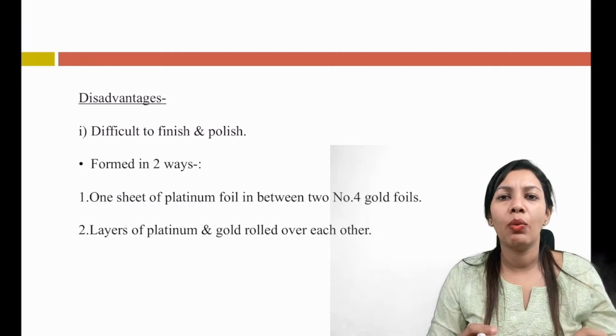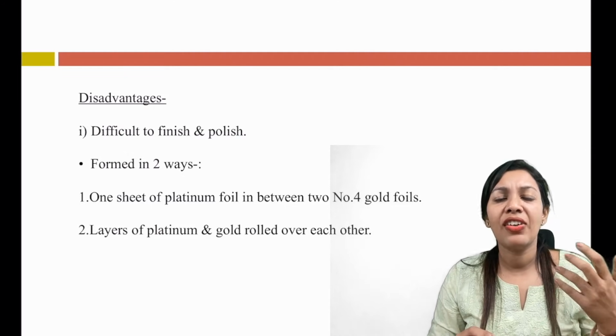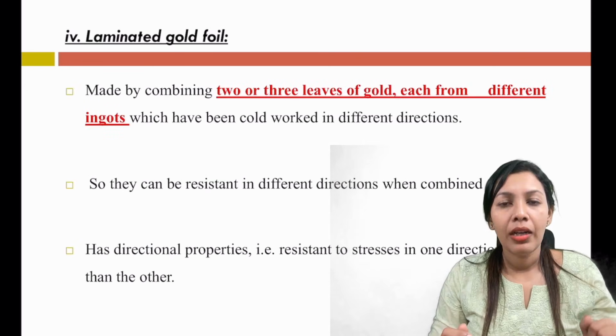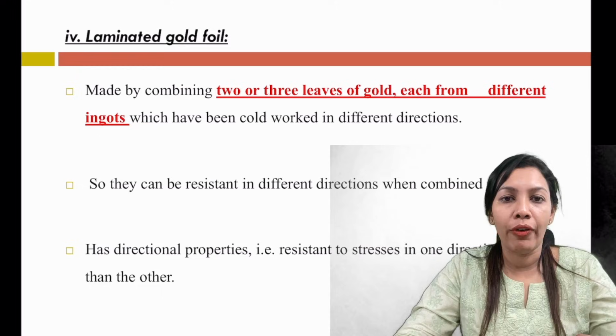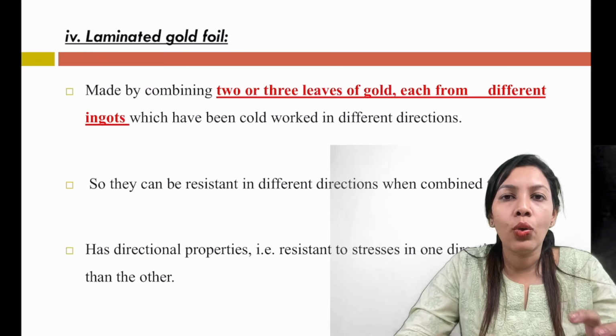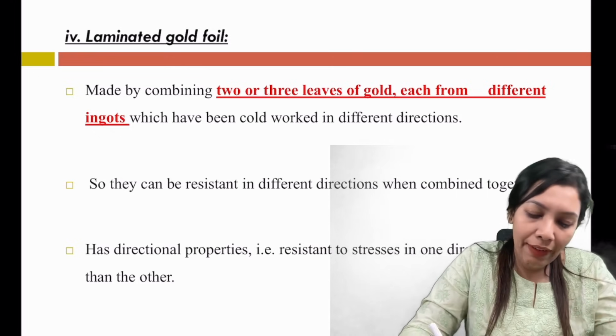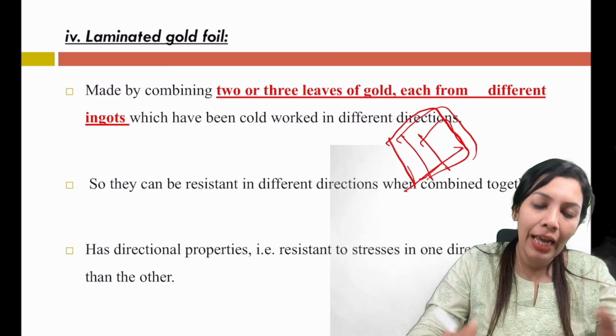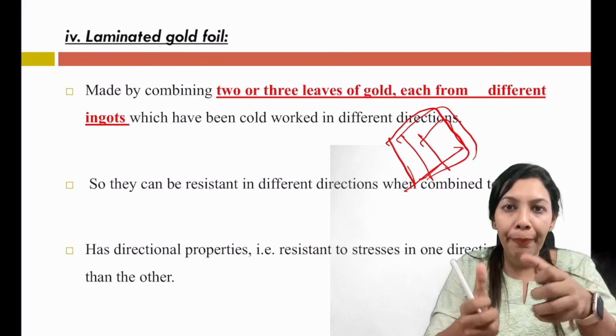So what is the disadvantage? Since it is very hard, it is really difficult to finish and polish, right? Now next is laminated gold foil. What we do is take 2 to 3 gold foils, keep them in different directions, and cold weld them. We will be pressing it.